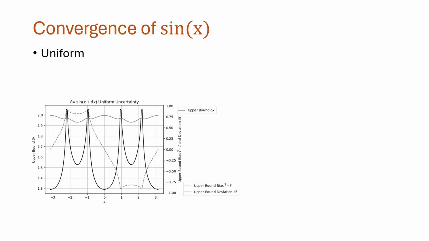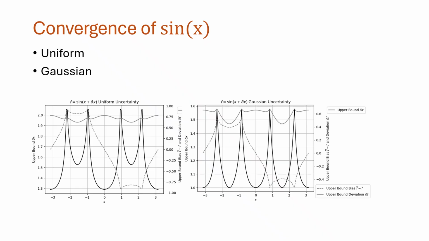For uniform distribution, we have to put an upper bound for delta x, as shown in the solid line here, to make sure that the resulting variance is always positive. And here the x, you can see, is between minus pi and plus pi. The y is the upper bound of delta x, right? And if we use a uniform distribution, we have a similar picture, but the values are different, right?